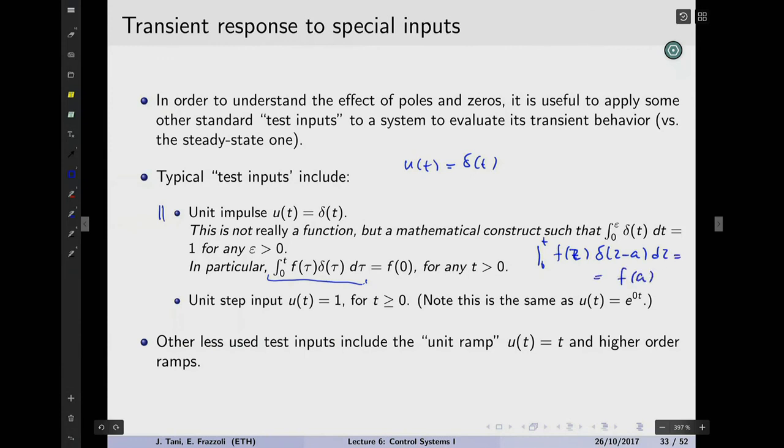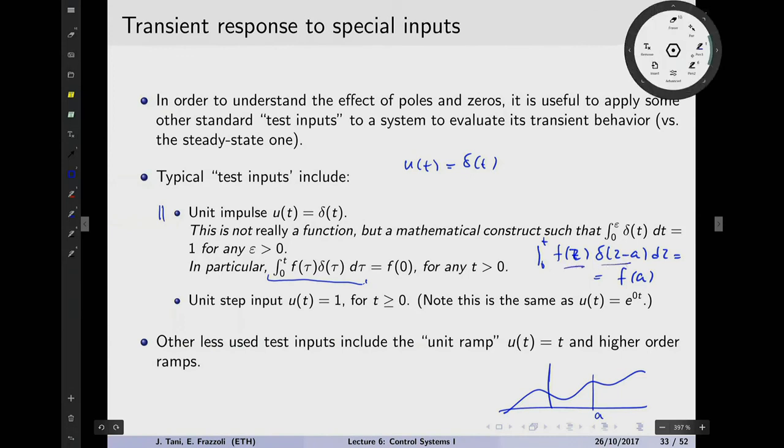It's basically like a snapshot operator. If you imagine your function being like this, and you're doing this operation with a delta of Dirac around a point a, all you're getting is the integral, which means the sum, of this times this. But the delta is basically 0, 0, 0, 0, apart from 1 here, and 0, 0, 0 all over the place. So every time you multiply two of these things, you get 0, 0, 0. All you get as an output is f of a. So it's like taking a slice of a function at a specific point in time, okay?